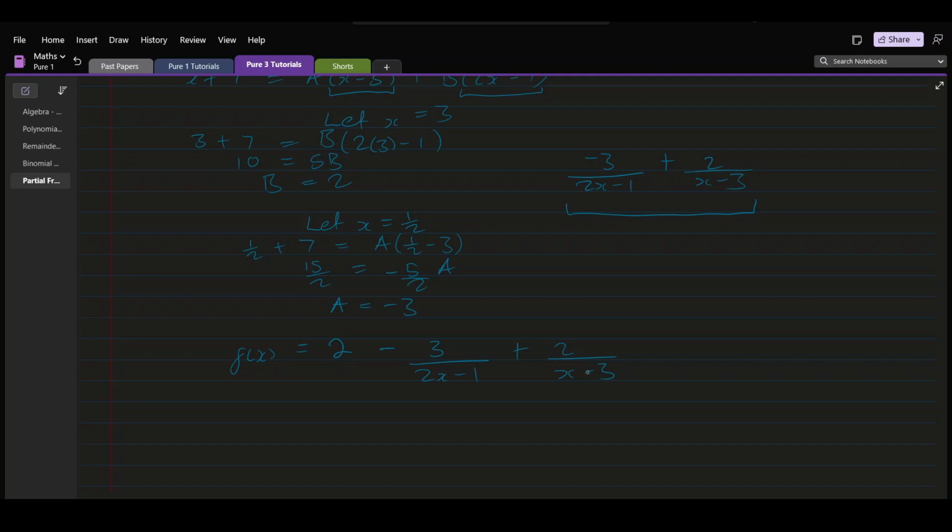Those are all the scenarios for partial fractions. On the face of it, I know it looks like a challenging topic, but with enough practice, you realize that it's actually quite easy.